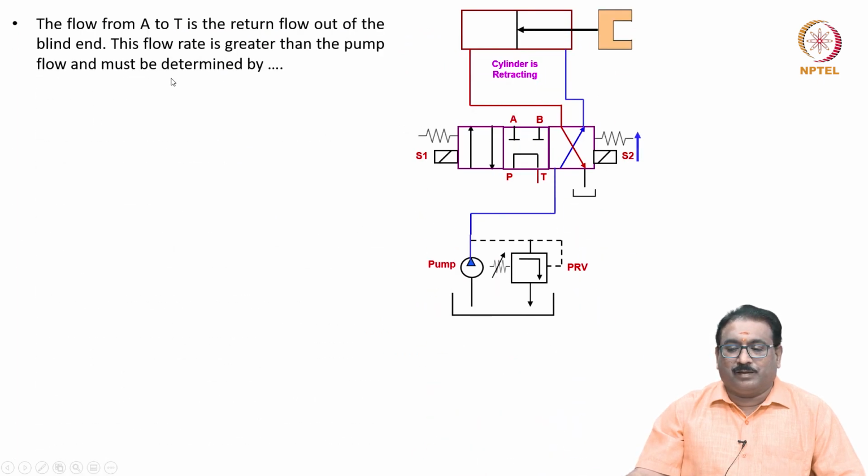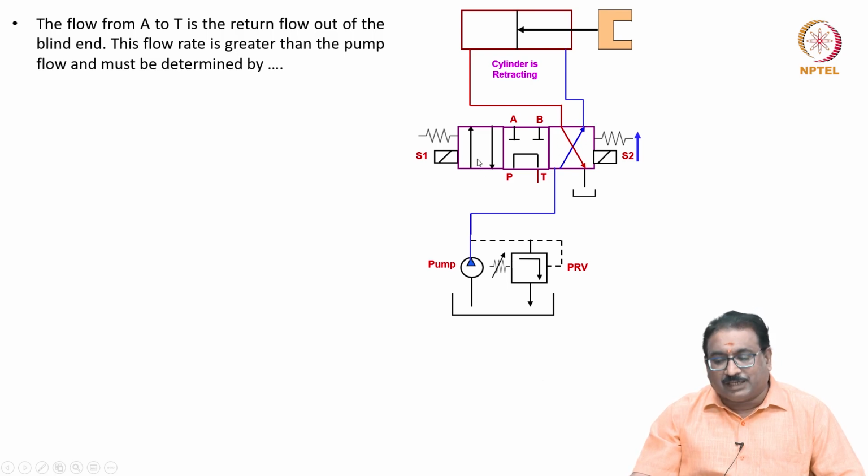Next, this is a configuration of P to T, A to B. Now they are asking for the crossed configuration. They may ask for this also. Now you will see the pump flow is connecting to the rod side. The head side is connecting to the tank. So the flow from A to T, how is it? A to T is the return flow out of the blind end. This flow rate is greater than the pump flow, correct?